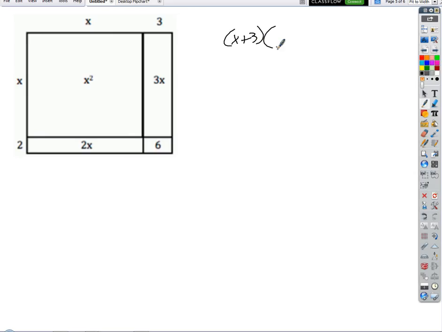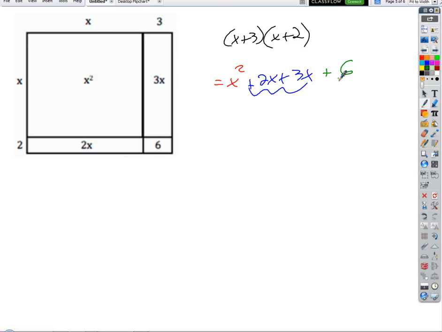x plus 3 times x plus 2, right? Now what happens if I expand that out? What do I get if I distribute? So I'm going to get x squared plus, I'm going to get a 2x plus a 3x, which are going to combine to 5x, right? And then plus 6. Do you see how that pertains to the picture on the left?